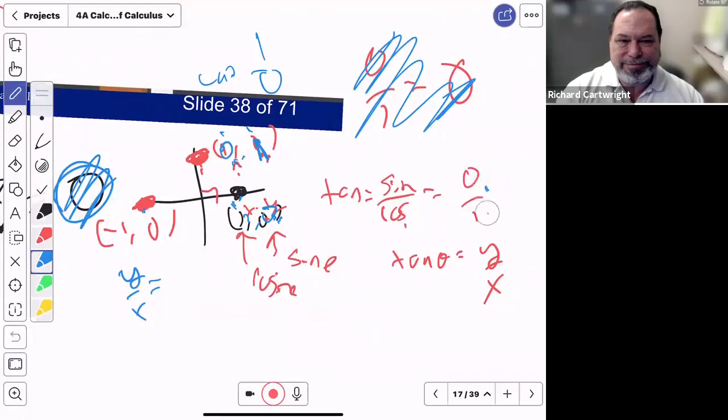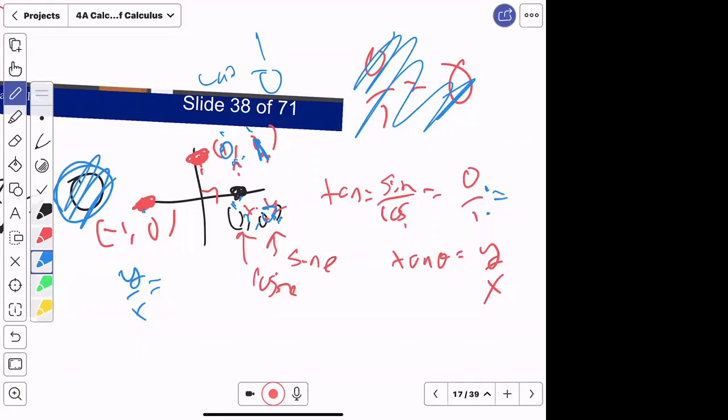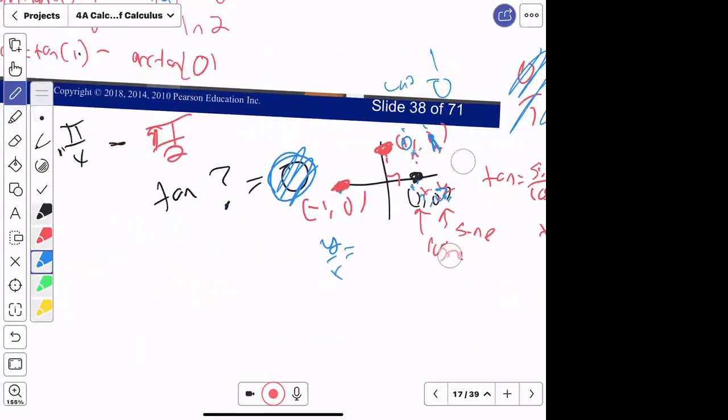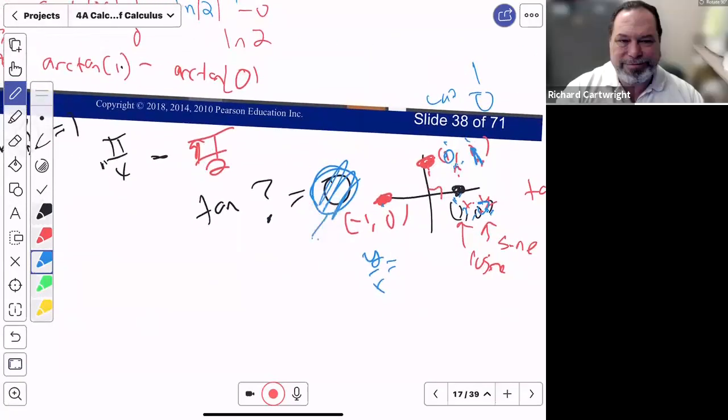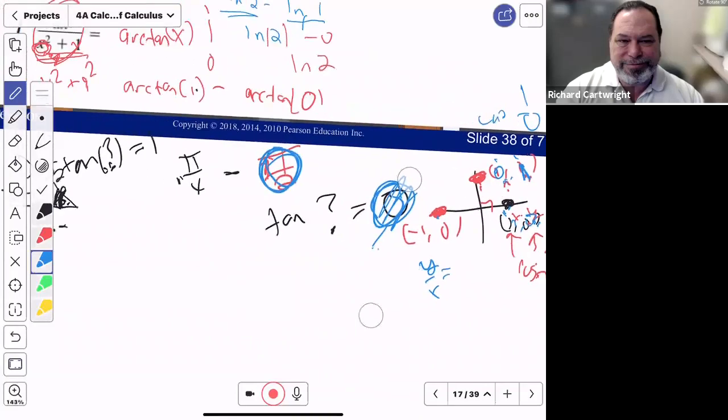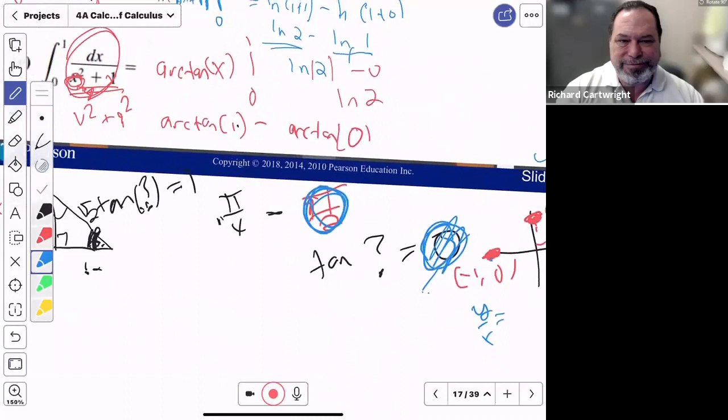Yeah. What's 0 divided by 1? 0, sir. That was right. Mackenzie, I'm sorry. You were right. It's a 0. That's what she said an hour ago.